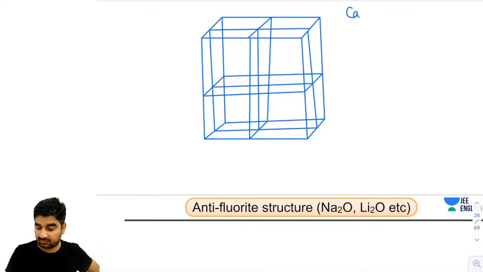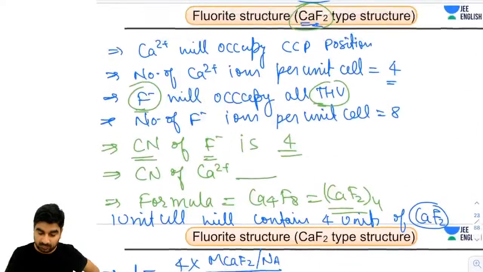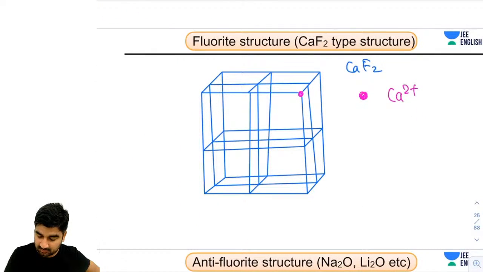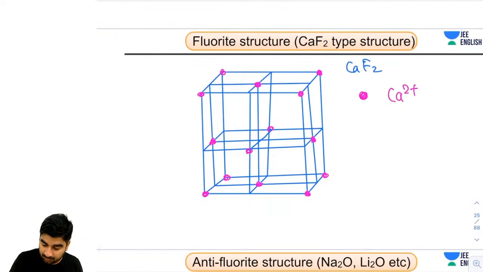So, guys, here we have CaF2. Now this is Ca2+. I told you Ca2+ will occupy CCP positions. So CCP means all corners, 1 to 8, and face centers, 1 to 6. Any doubt? This is the position of Ca2+.